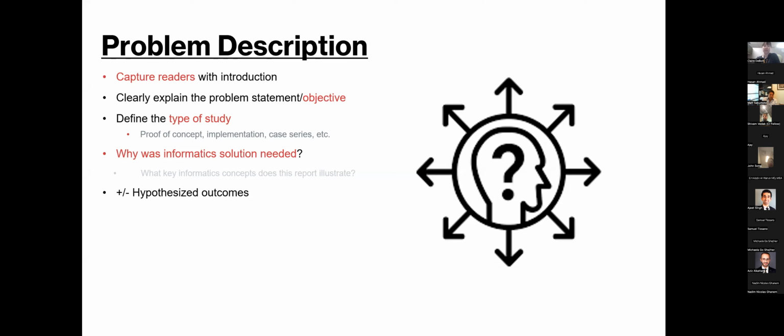And again, why was an informatics solution needed? So think about key informatics concepts. That's something you're learning now, as a first year or second year. Is this clinical decision support? Is this alerts, BPAs? Is this just adoption? So like the whole idea of adoption models and things like that. So what's the key informatics concept? Again, things that you're looking at on your board review or in your courses. How does this tie back to that? Because you're most likely going to be submitting to one of the informatics-based journals.